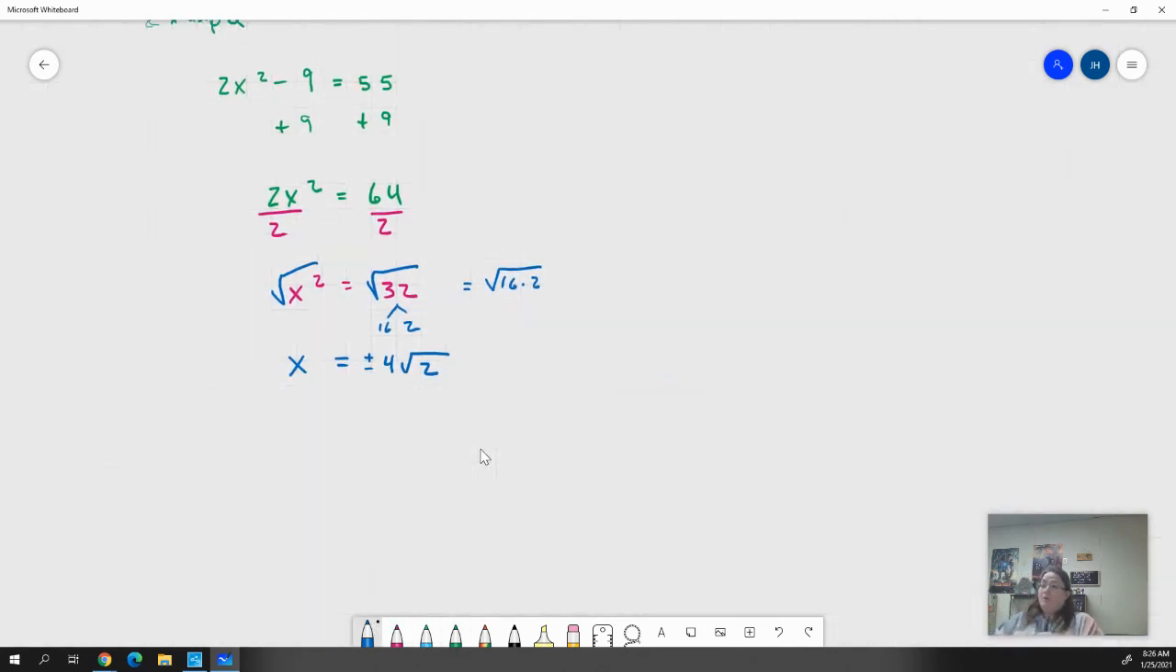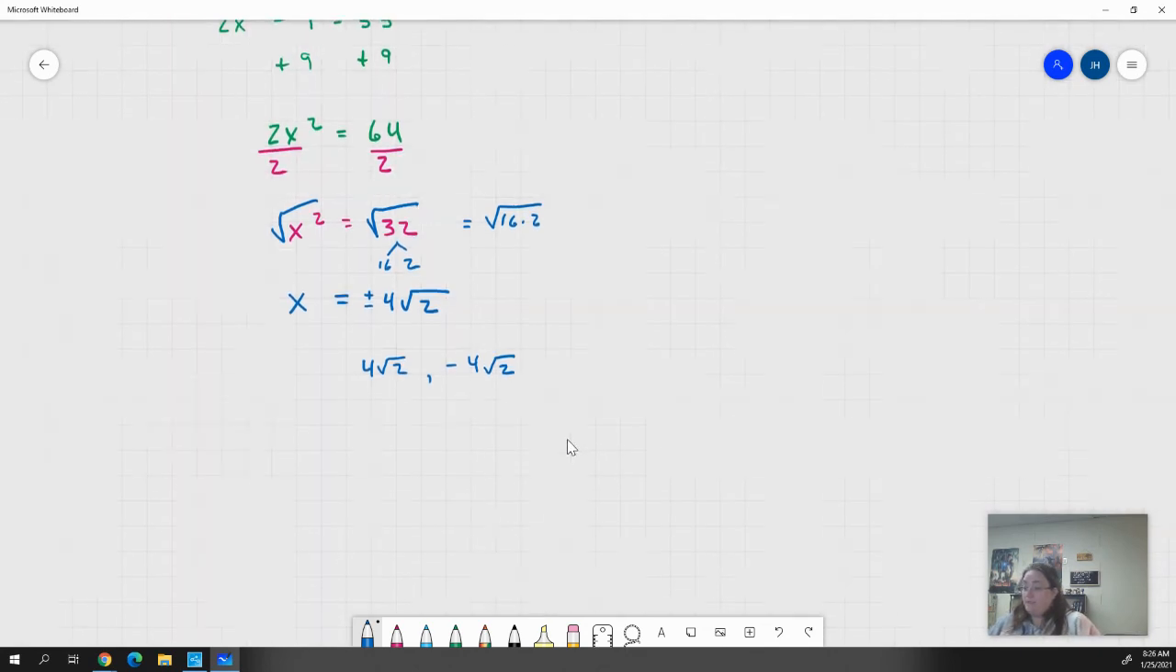So we have 2 solutions. Notice every single one of these is giving me 2 solutions. It's giving me 4 radical 2, and it's giving me negative 4 radical 2. That's what plus and minus mean. And if we took factors, it would work out the same way.